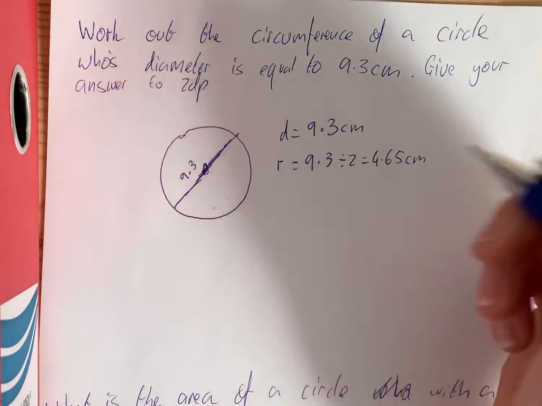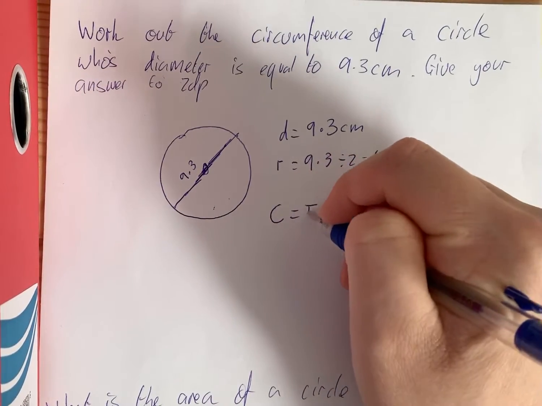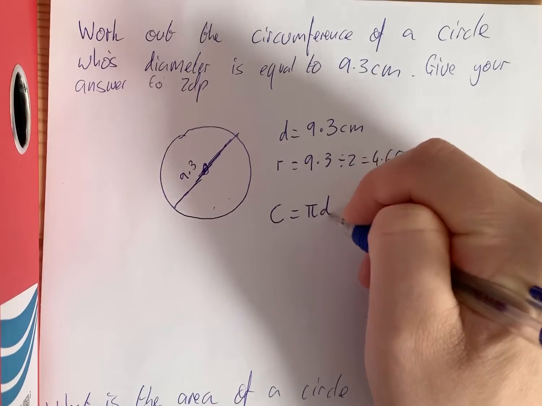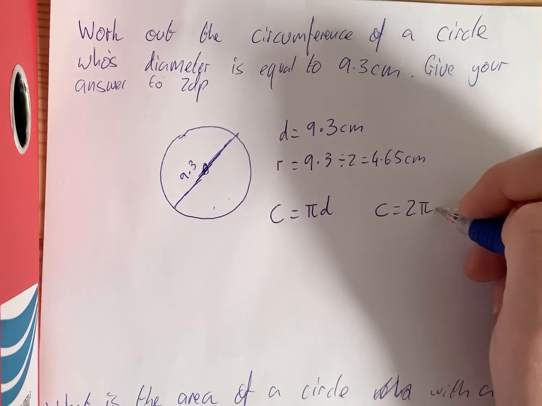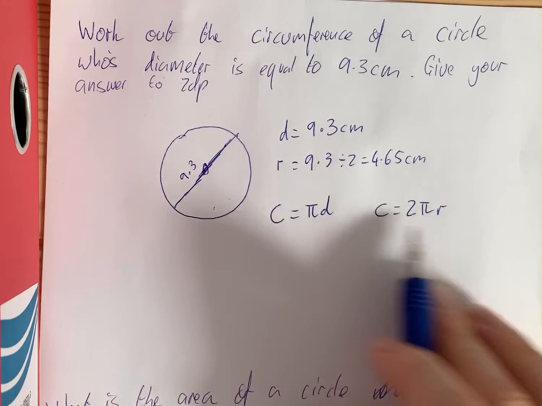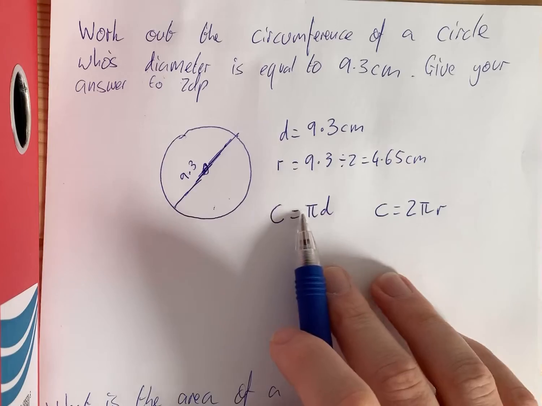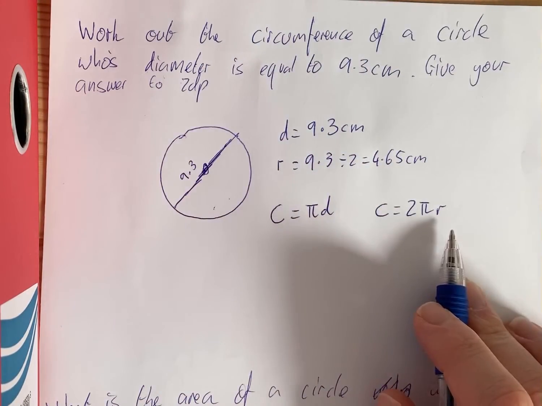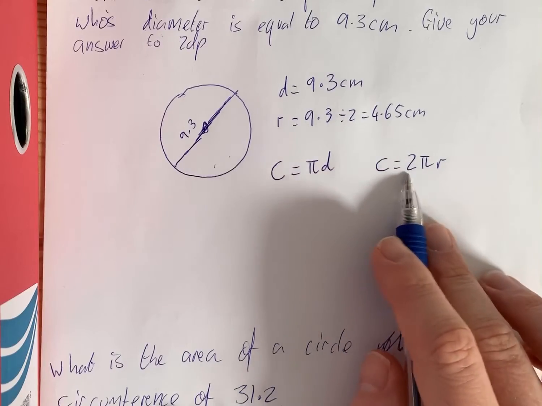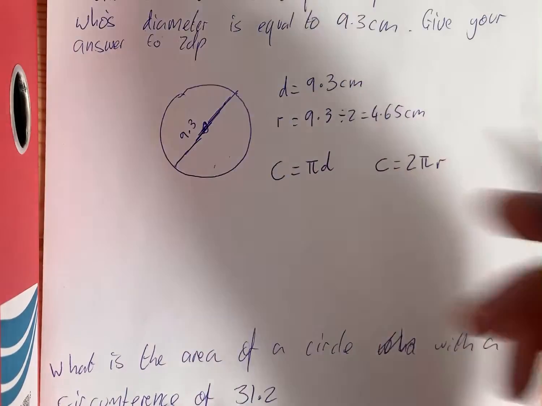Okay, so circumference equals pi times diameter, or circumference equals 2 pi r. You can use either of those, whichever you're most familiar with. Generally, just out of habit, I use this one, but either's absolutely fine. We use this one because it's 2 lots of the radius, okay? But I've already worked out both here.